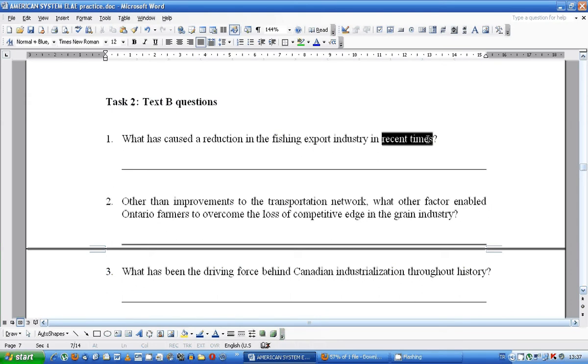Okay, so for this question, what does it mean by recent times? Well, this text actually deals with several hundred years of history, going back to the 1600s. So recent times could possibly mean 20, 30, 40, 50 years. If you're looking at a long period of time, such as 300-400 years, then 2 or 3 decades would count as the recent times. Alright, so the fishing export industry has reduced. It's got smaller. What's caused this?